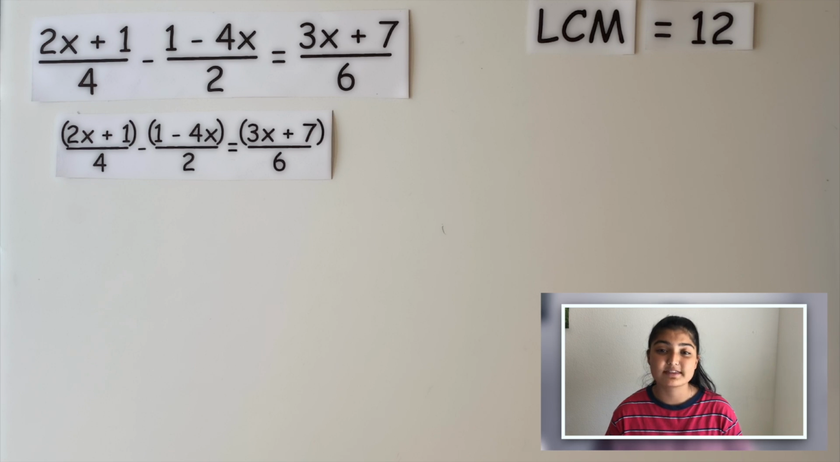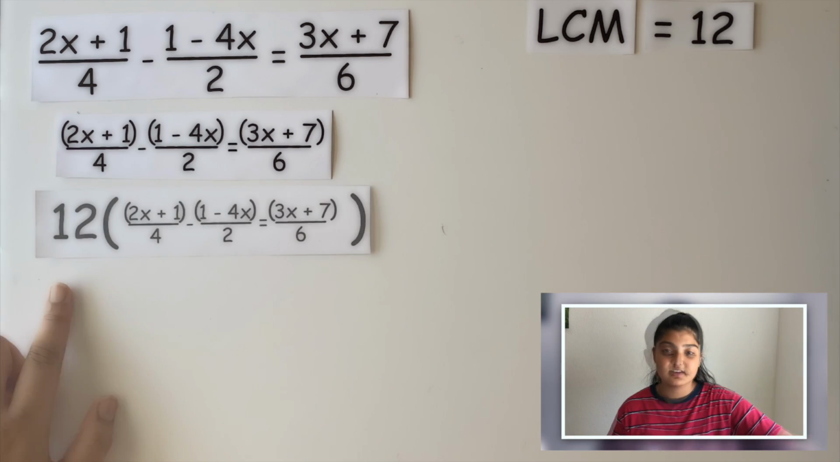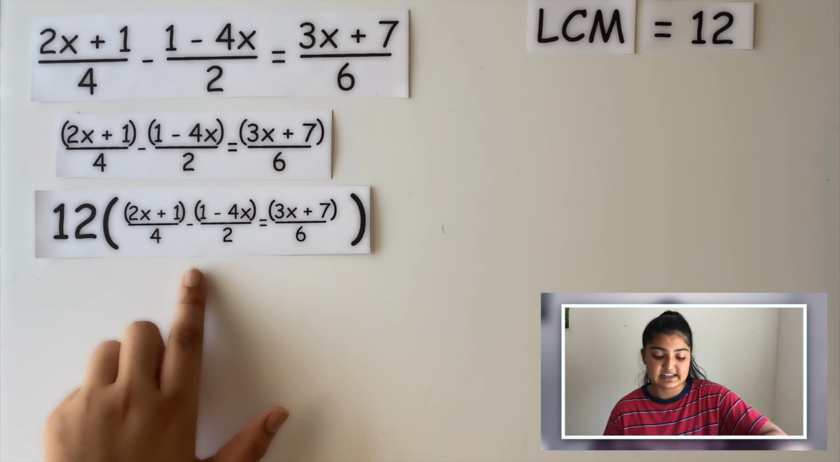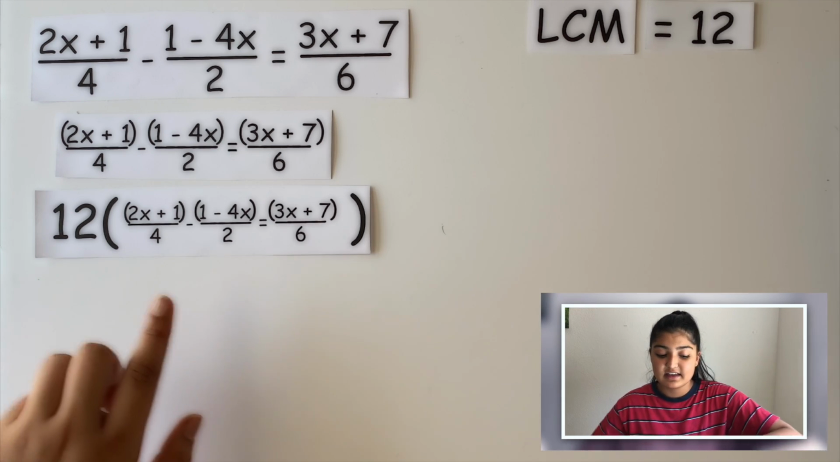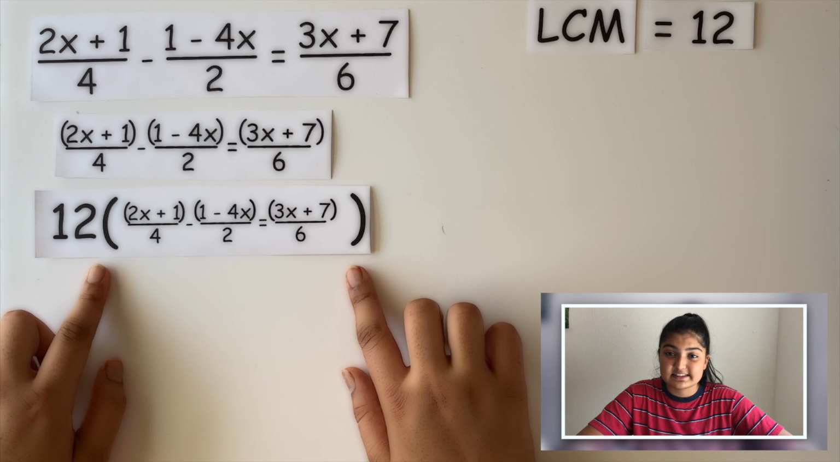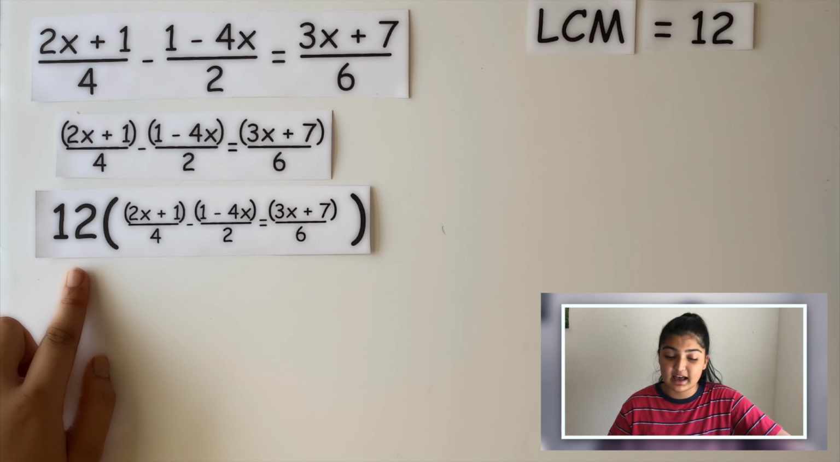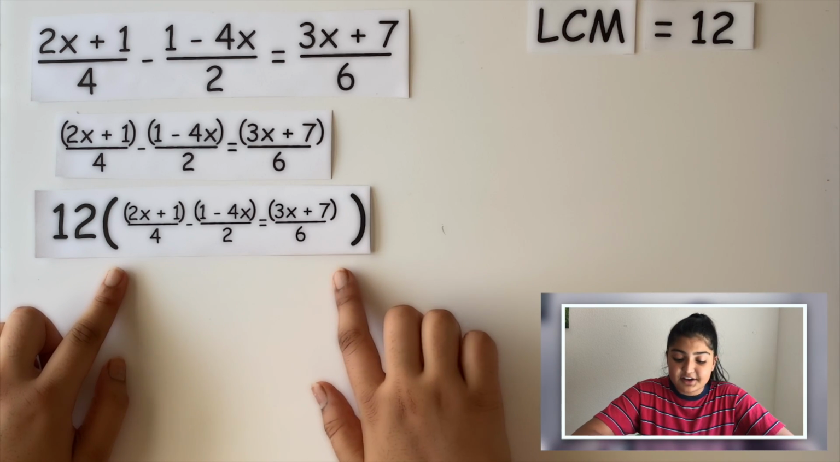Now that we know the LCM, let's multiply it to the entire equation to get rid of these fractions. And remember to use your parentheses. As you can see, I multiplied 12 to this entire equation, and I used parentheses. These parentheses tell us that 12 is being multiplied to the entire equation.